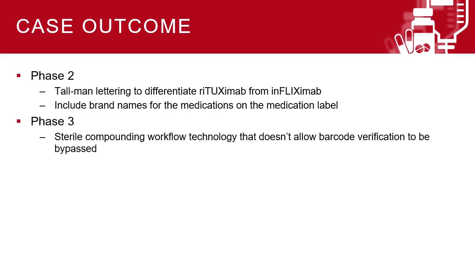The second and third phases required some information system changes. So in our second phase, we implemented some easier changes, such as implementing tall-man lettering to differentiate rituximab and infliximab in all pharmacy and clinical care unit locations. We also included brand names for medications on the label. And finally, in phase 3, which, by the way, happened years later, we implemented sterile compounding workflow technology that did not allow barcode verification to be bypassed. It also included photographs of the products that were used.